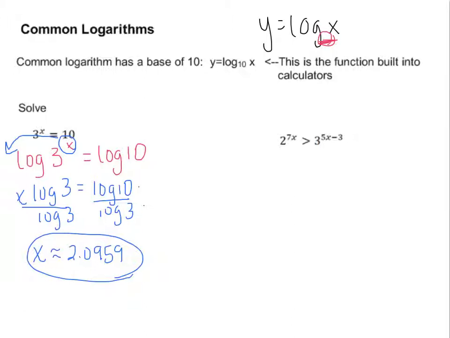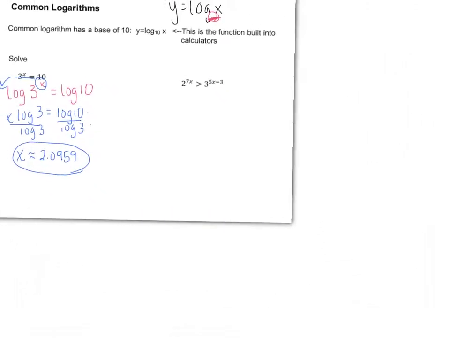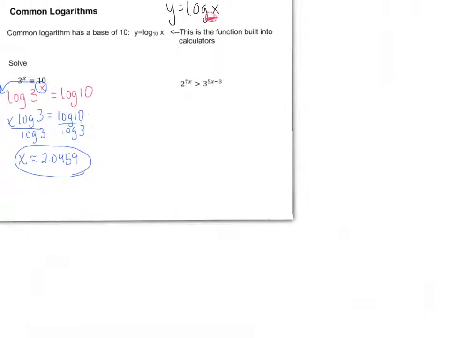Alright, so let's look at the second example. 2 to the 7x is greater than 3 to the 5x minus 3. And what we want to do here is take the log of both sides, just like we did in the previous problem. So we would have log of 2 to the 7x is greater than log of 3 to the 5x minus 3. And then once again we know that these exponents using our properties of logs end up being multiplied out in front. So we'll rewrite it like that.